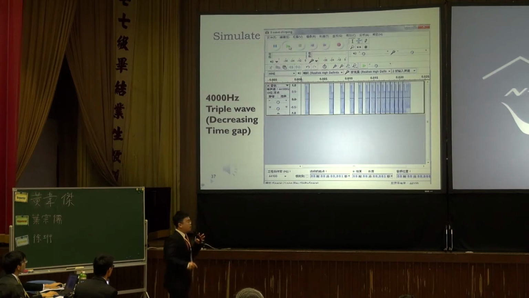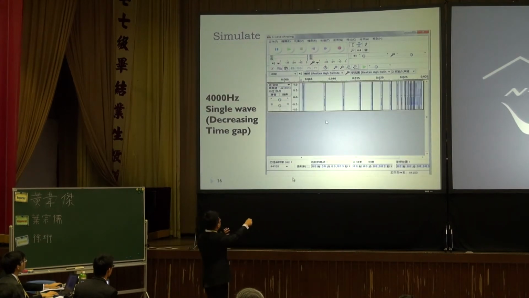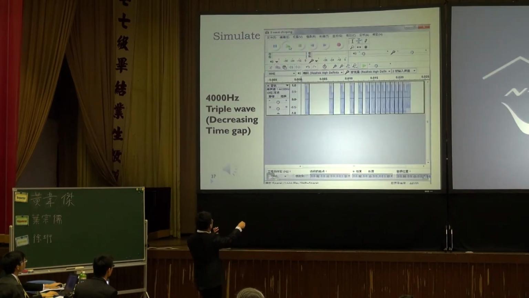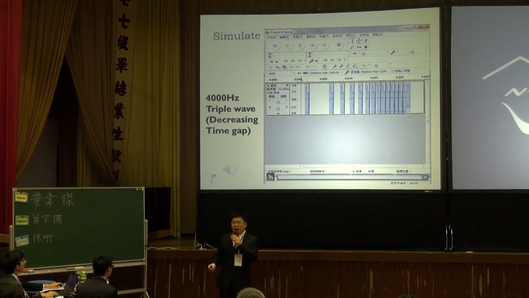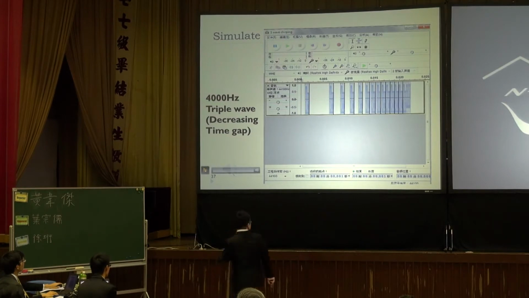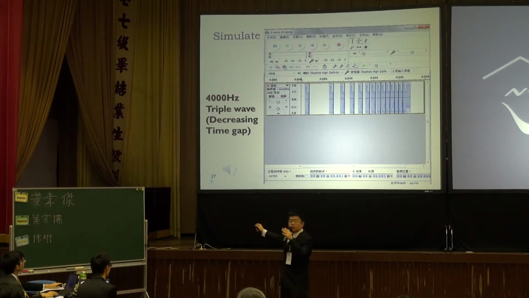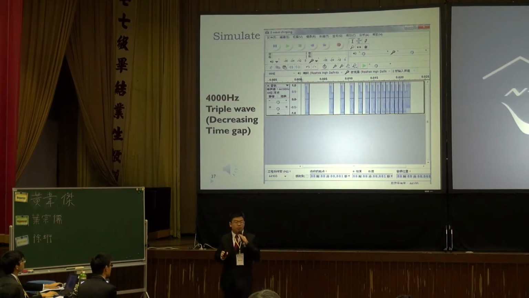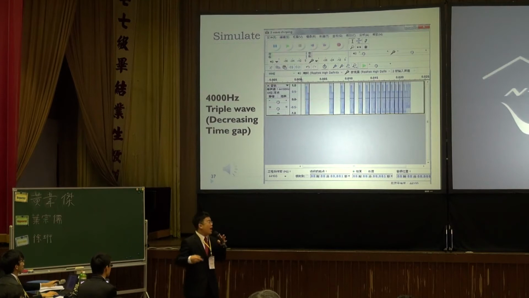And next, this is just a single wave here, and if we take a triple wave here, what will happen? Now we have the comparison to the original sound. This one is the original sound, and this one is the simulated sound. As you can see, there is clear similarity. So we believe that we have successfully explained the nature of how the sound is formed.